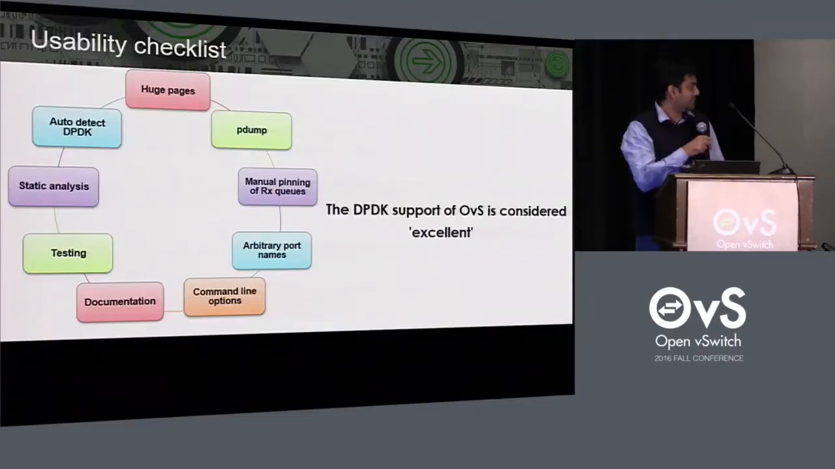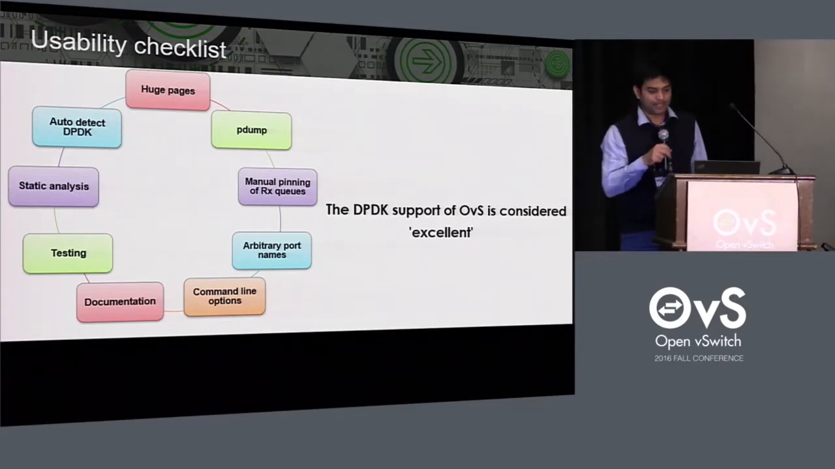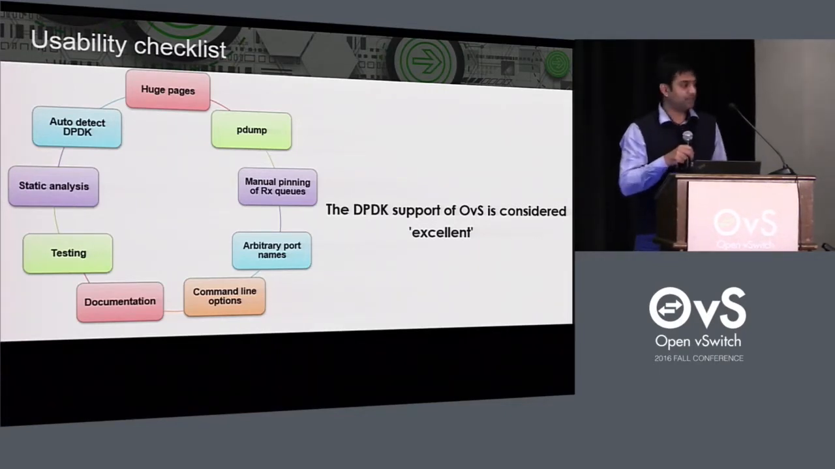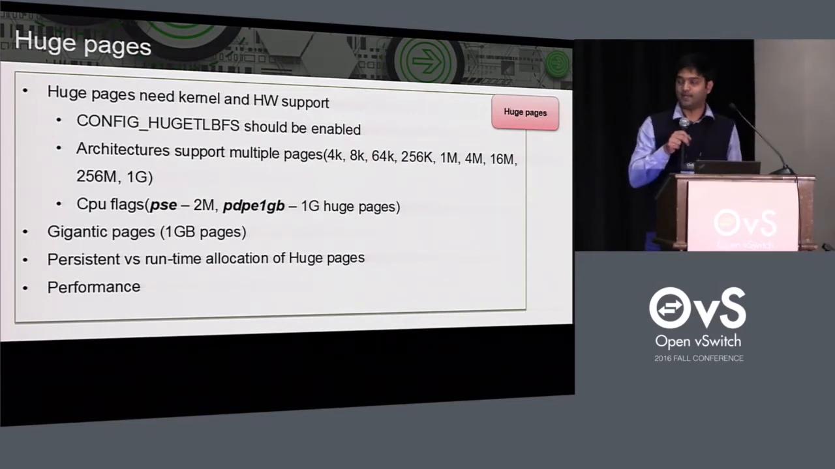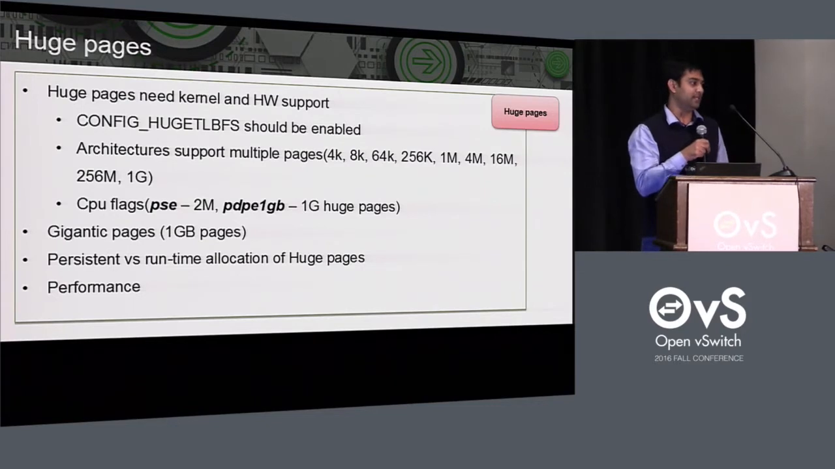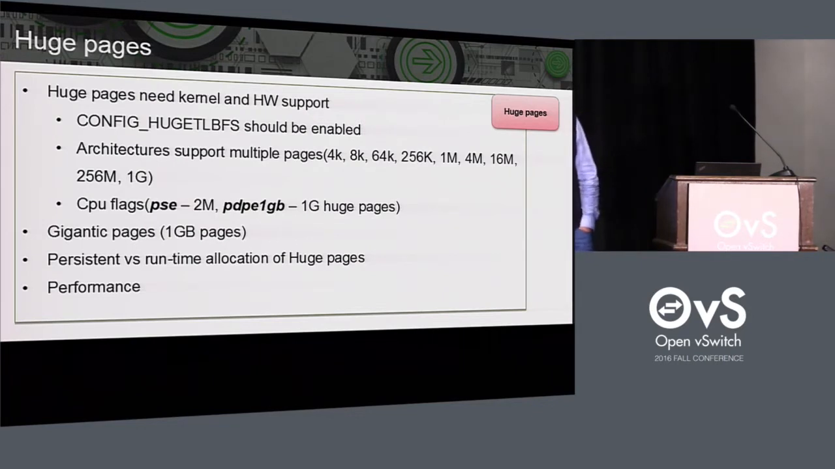Thanks, Robin, for setting up the context. I'm Bhanuprakash, and I work for Intel. So let's start with the first item in the usability list, the huge pages. We did some investigation around huge pages to understand how different workloads perform with different huge page sizes, especially the 2 meg versus the 1 gig pages. The idea was to feed this information back into the documentation. So let's get into the details.